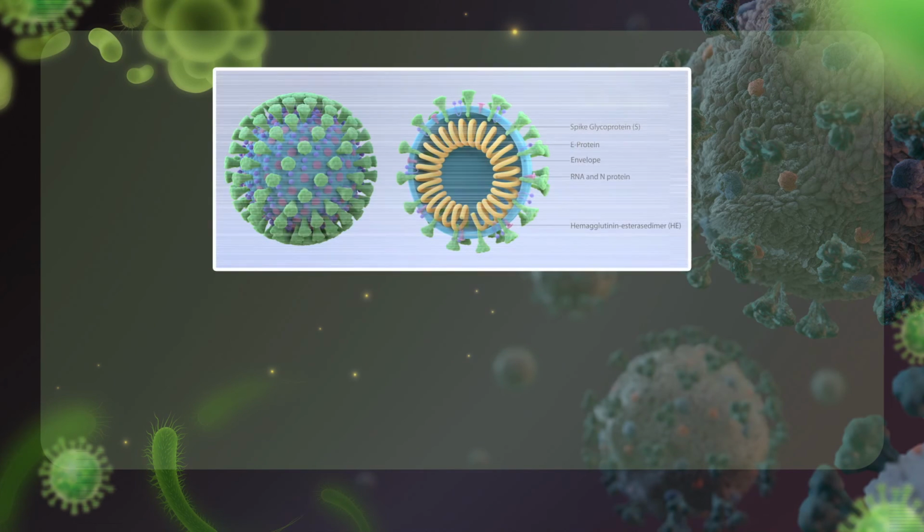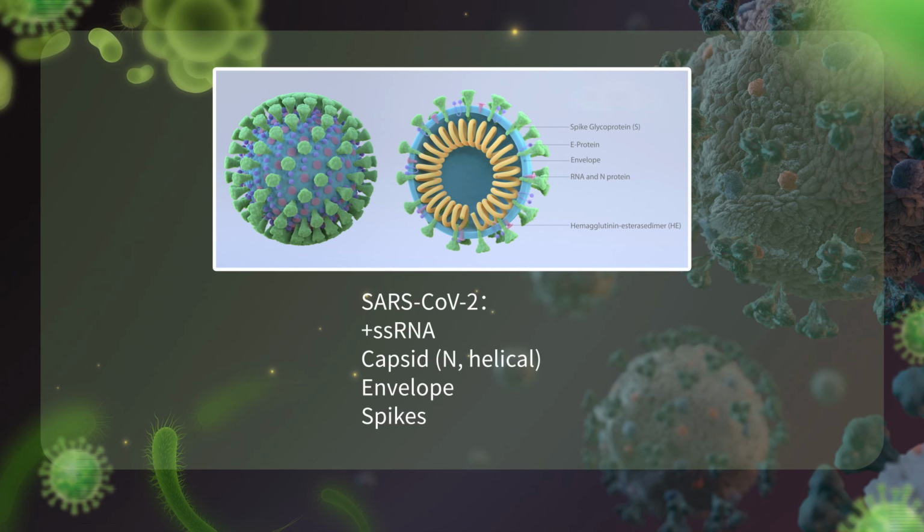Let's take SARS-CoV-2 as an example. SARS-CoV-2 is positive sense single-stranded RNA, capsid, N protein, helical symmetry. Within the envelope and spikes, there are two kinds of spikes. One is spike glycoprotein, S. Another is hemagglutinin esterase dimer, HE.